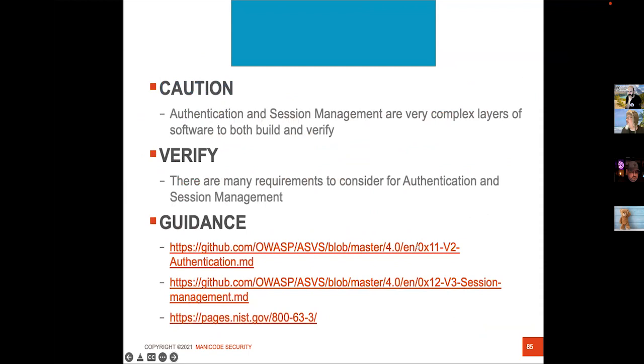There's a couple there. There's the 4.0 branch, the 5.0 branch. You just change that 4.0 to a 5.0. There's NIST 800-63-3. That's the Digital Identity Guideline from the US government.